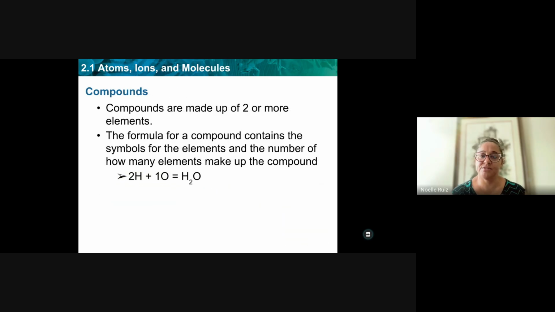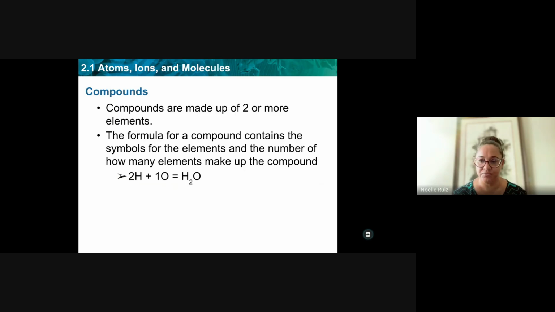Compounds are made up of 2 or more elements, and the formula for a compound contains the symbol for the elements and the number of how many atoms of each element make up that compound. So we always use the one everybody knows at first. 2H, which is 2 atoms of hydrogen, plus 1O, 1 atom of oxygen, equals H2O.